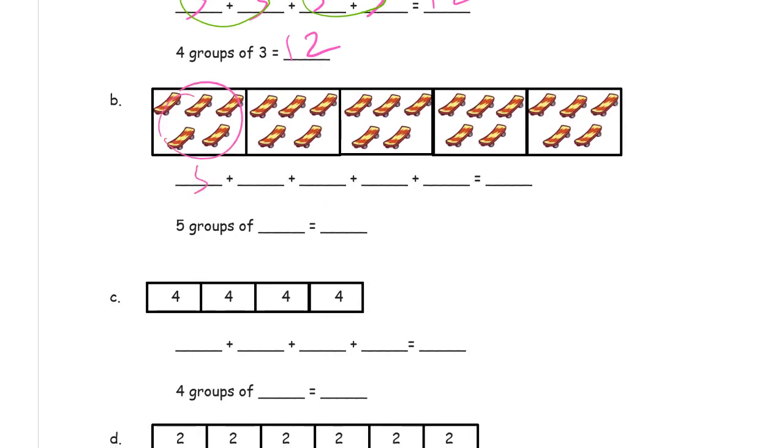And now we've got skateboards, and there's five in each group. So there's one, two, three, four. There's five groups of skateboards, so there's five fives. And you can just count them by fives, too. 5, 10, 15, 20, 25. So the whole thing counts to 25 skateboards. It's five groups of five, and it equals 25.